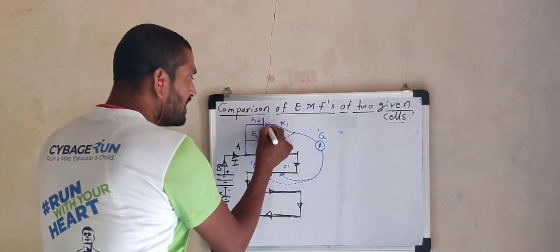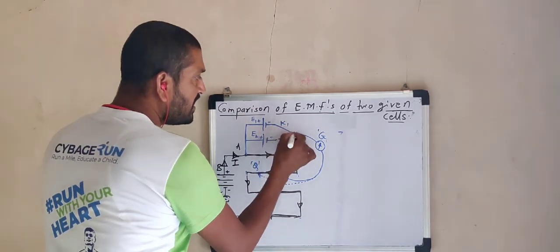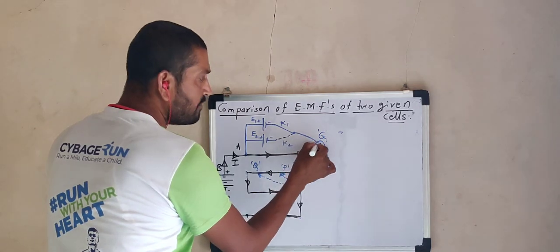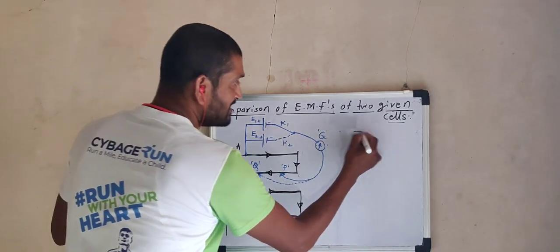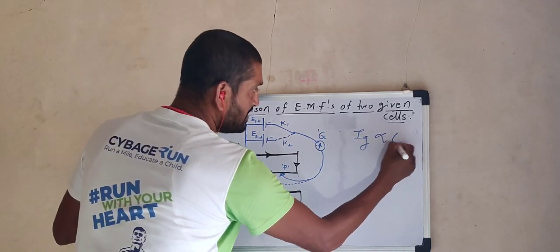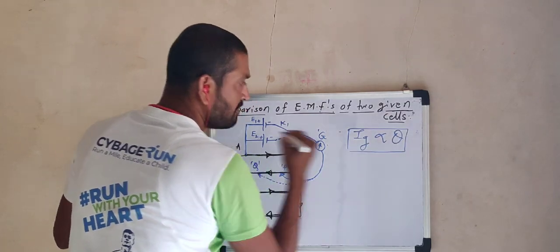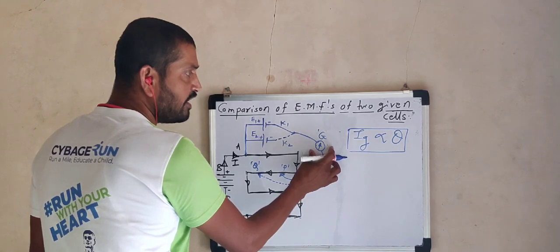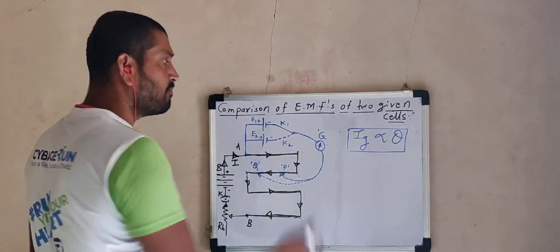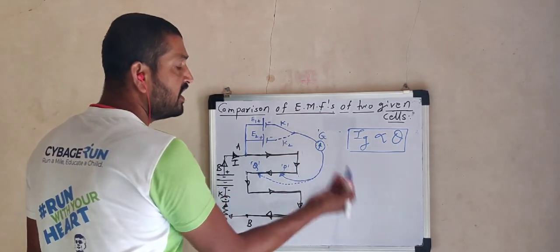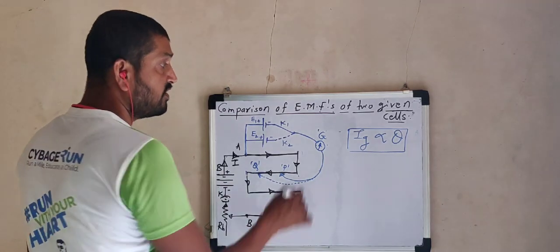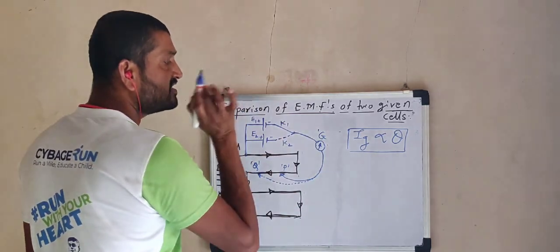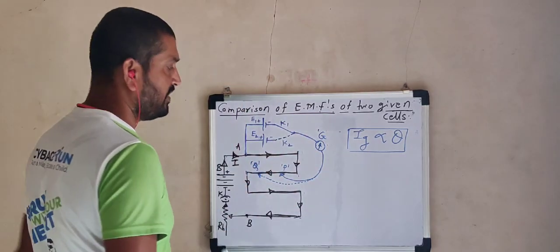Now the negative terminal, see here, via this key K1, is connected to one terminal of a galvanometer. Already we discussed that a galvanometer is a device which works on the principle that the current flowing through it is directly proportional to theta. What is the use of this galvanometer? Just to detect the flow of current. If current exists, the pointer shows deflection. No current, no deflection. Only to detect the current, this is the application of the galvanometer.